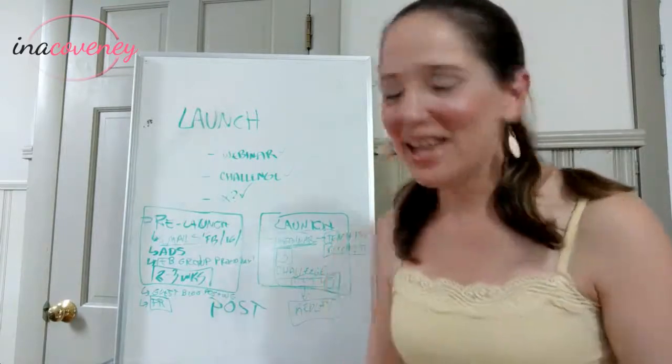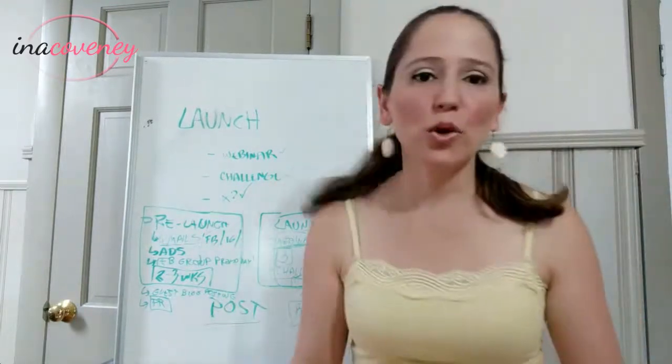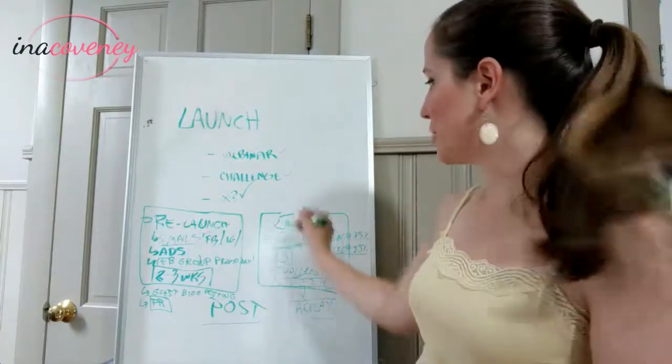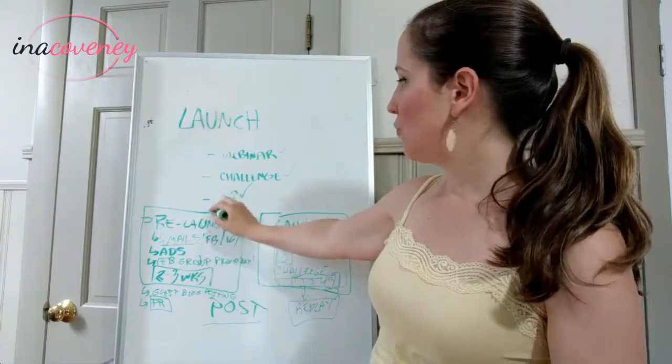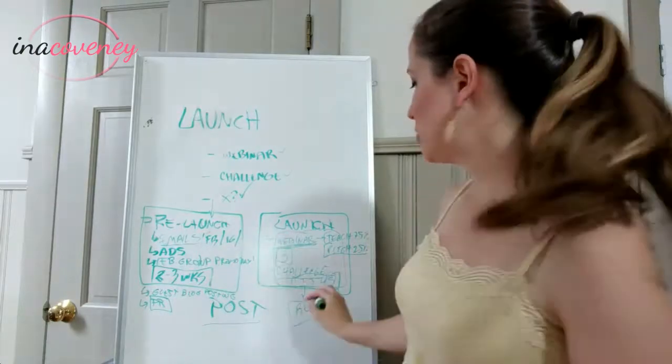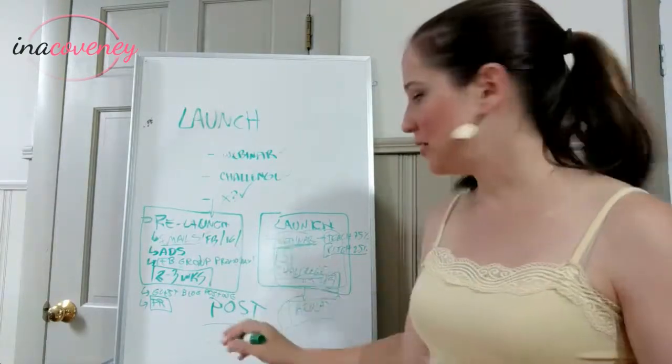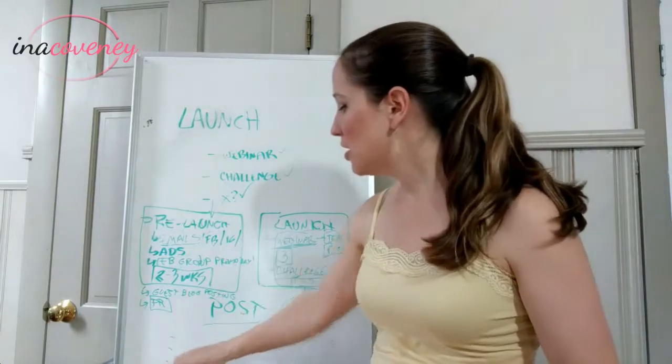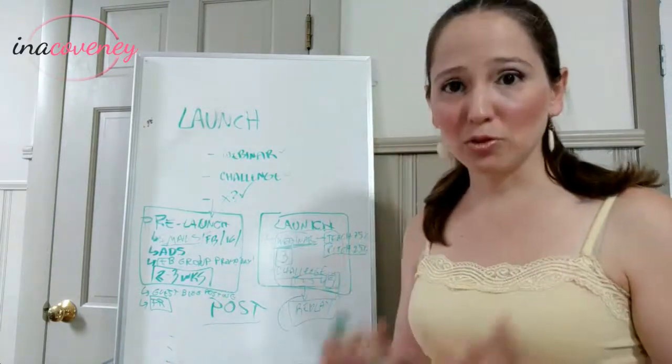Somebody tell me. So for post, what you do is basically you email the people. Remember that when people signed up for your challenge or for your webinar, you got their email address, right? So you can send them the replay and you can send them all the other emails. So for post, you're going to be sending emails to those people.